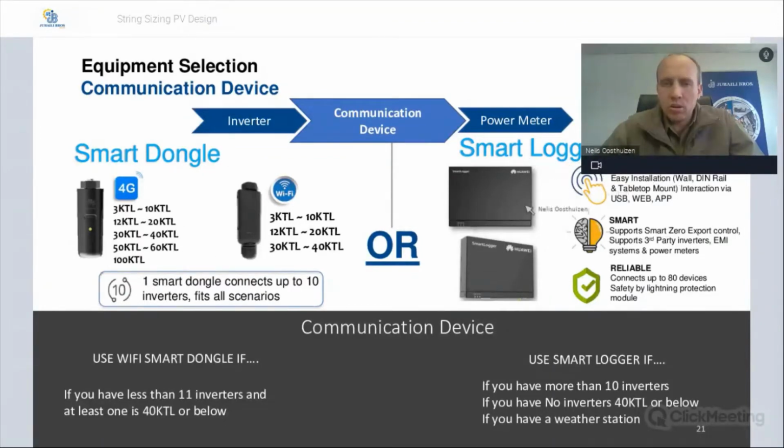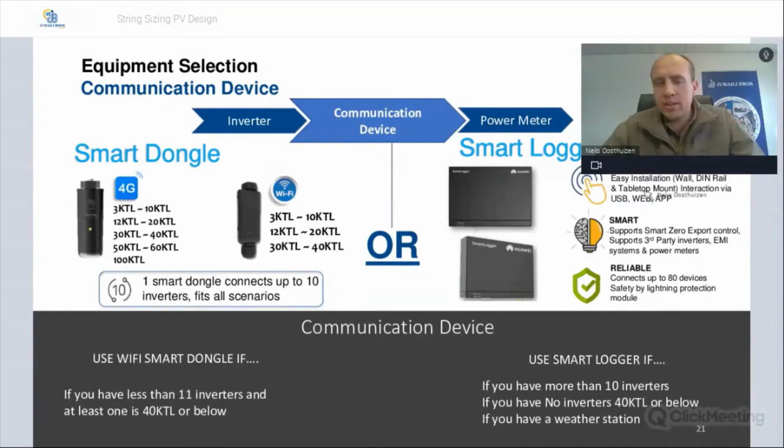Now, the Smart Logger 3000A, when do you use the logger? You use the logger if you have more than 10 inverters and if you have no inverter 40 kTL or below. So the Smart Logger is compatible with the 50, the 60, and the 100 kTL. If you've got a 50, 60, or 100, you have to use the Smart Logger as communication device, or alternatively, you use the Smart Dongle 4G, but then your limitation is that you have to have less than 10 inverters. So that's your communication options.